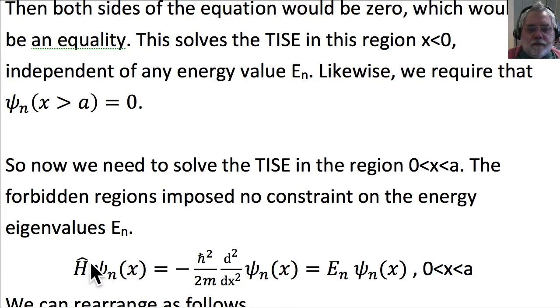So we need to solve H psi equals E psi, where H is the kinetic energy term, minus h bar squared over 2m, second partial with respect to x squared, plus potential energy, but the potential energy is 0 in this center section, inside the box. So that's all we have is the kinetic energy term, times psi equals E psi, inside the box.